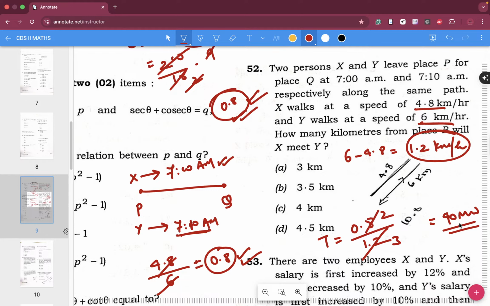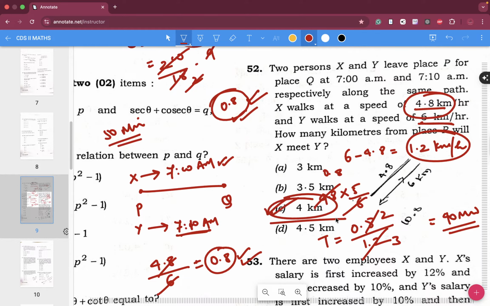So after 7:10, it has traveled 40 minutes. So X has traveled in total 40 plus 10, that is 50 minutes. And X walks at the speed of 4.8 kmph. So 4.8 into 50 minutes means 5 by 6. This will be 0.8 into 5, which is 4 kilometers. Over here is going to be your answer.